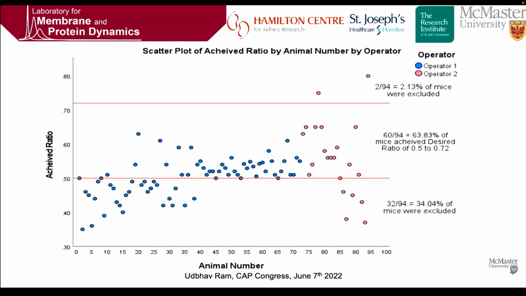However, as we can see, there's a great spread in how much they've actually resected. And so all of these red dots that you can see are mice that either died or were rejected from our study due to operator variability alone. And this is the problem that we are trying to solve.